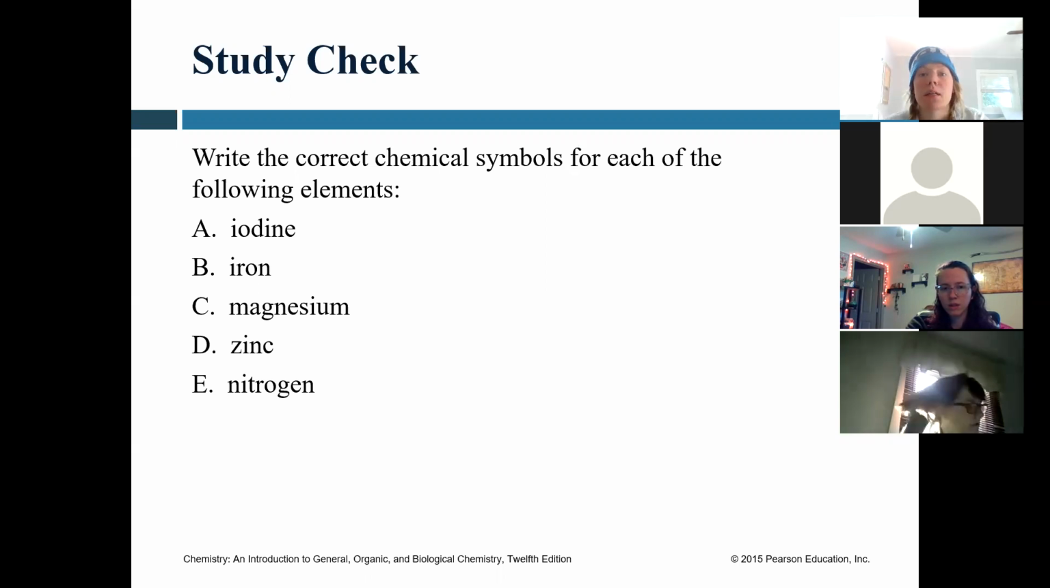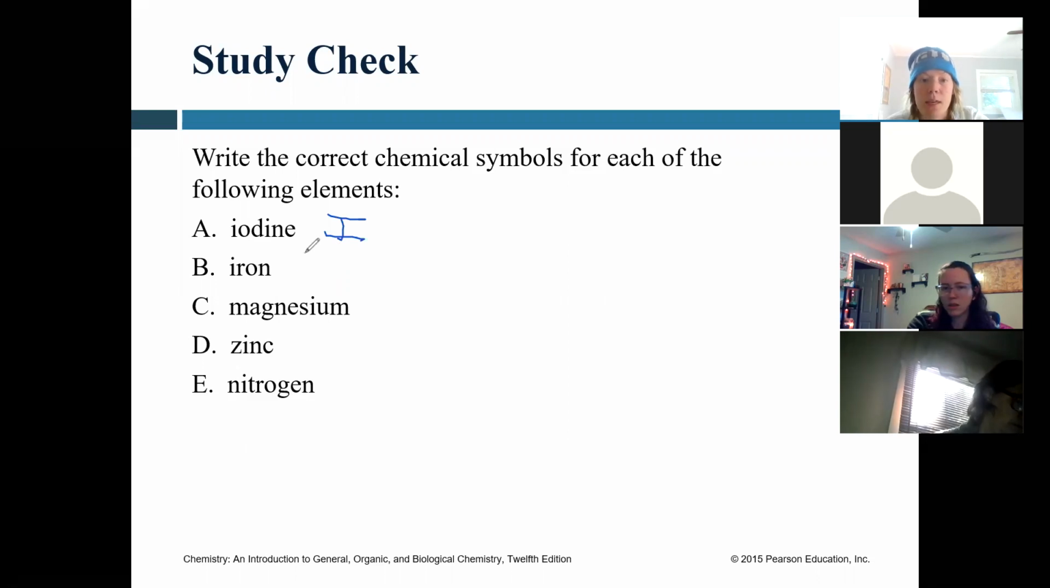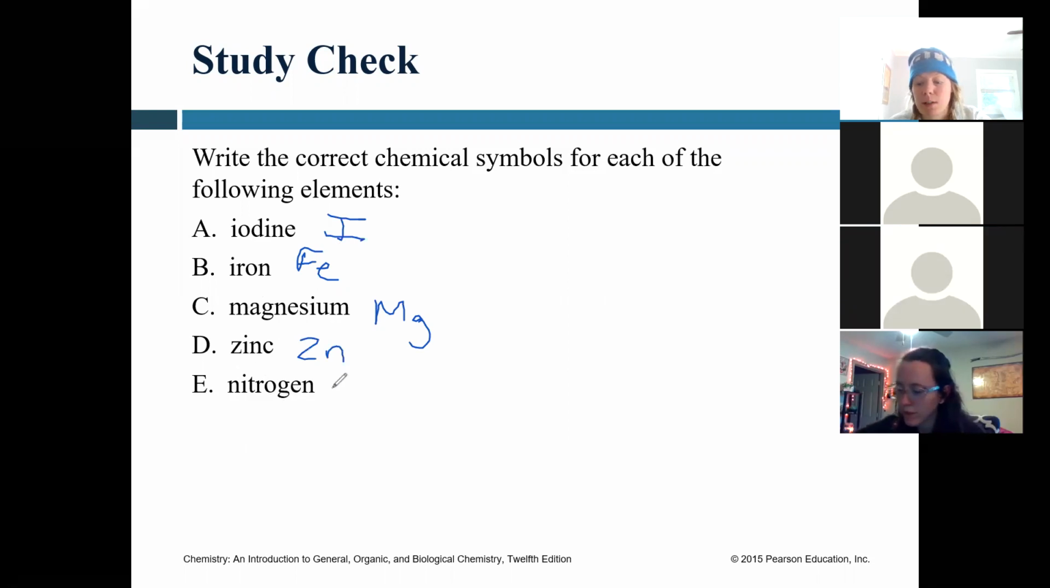Okay, so nothing too complicated here, just trying to get comfortable with the periodic chart. So iodine, which is all the way over in the lower right-hand corner, number 53, its symbol is just going to be I. Iron, which is number 26, somewhere in the middle, that's going to be Fe. Magnesium, which is number 12 over to the left, that's going to be Mg. Zinc, which is about 2/3 of the way over, number 30, that's Zn. And then nitrogen, number 7, up at the top on the right, is going to be just N. All right, so nothing too complicated.